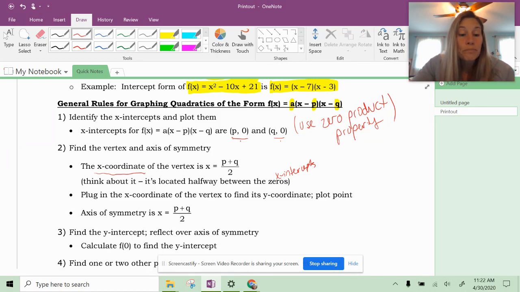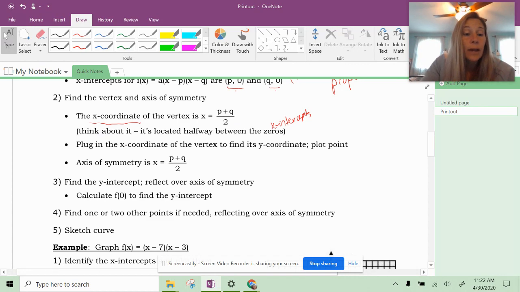So for step 3, it says find the y-intercept and reflect over the axis of symmetry. You're just going to make sure your parabola is symmetrical. That's all. It says calculate f of 0 to find the y-intercept. That just means you're plugging in that x value to find the y. Then you can find one or two other points if needed and sketch your curve.